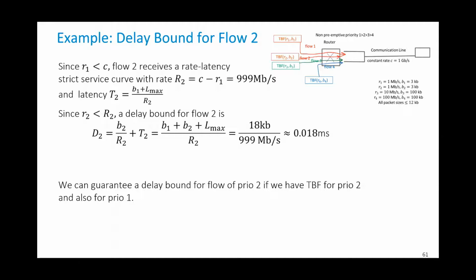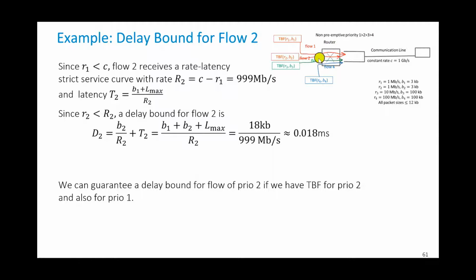Instead, what we will do is we will apply this here, for example, to flow 2. Again, with the same parameters, 3 kilobit of burstiness for flows 1 and 2, 1 megabit per second of rates for each of the flows. And we must be sure that this is enforced. So we must put a shaper at the sources. Right?